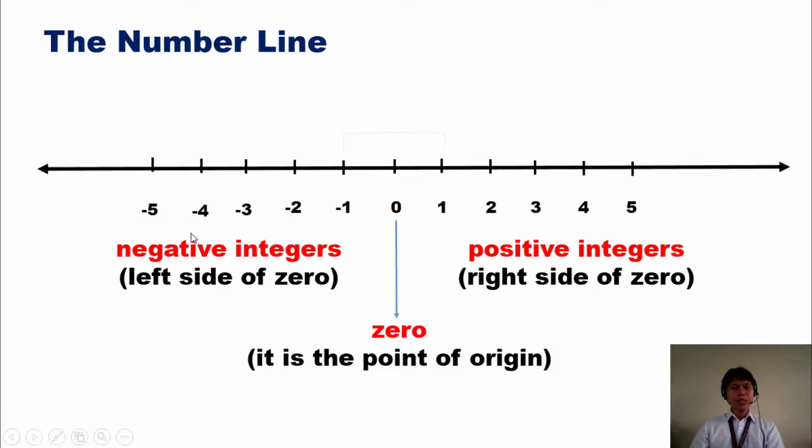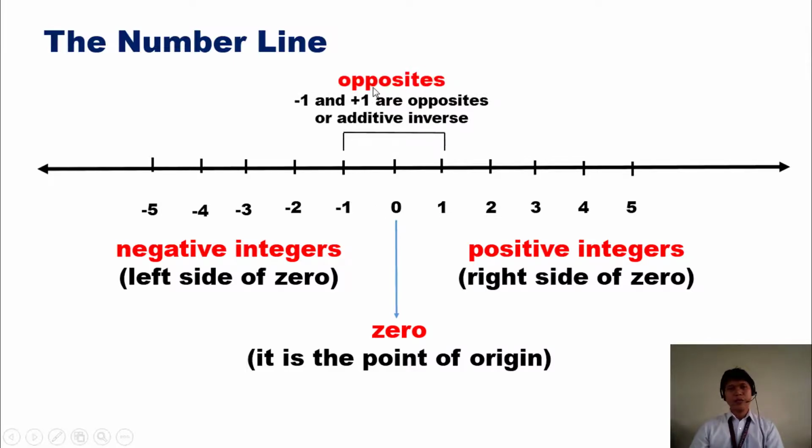So these two, like we have negative 1 and we have 1, are called opposites. We need to remember this one. It means negative 1 and positive 1 are opposites, or they are called additive inverses. In higher math, they are called additive inverses, or simply inverses. It means negative 2 and positive 2 are also opposites. Negative 3 and positive 3, and so on.